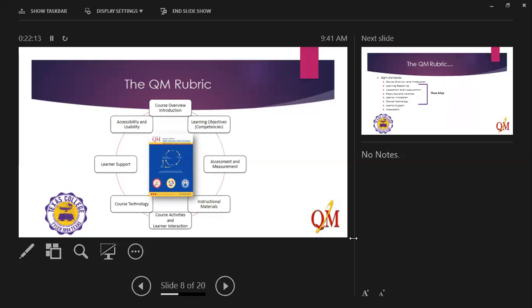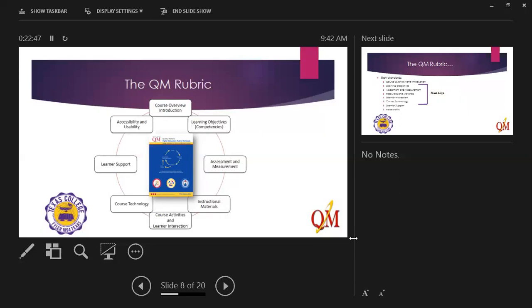Okay, the next thing we're going to look at is the QM rubric. When it comes to Quality Matters, when it comes to designing your online course, when it comes to your course being a QM certified course, this is where it depends on the rubric, and that's the document which you guys have in hand. Again, for those of us who do not have the handout, I'll make sure you guys have copies during the short break.